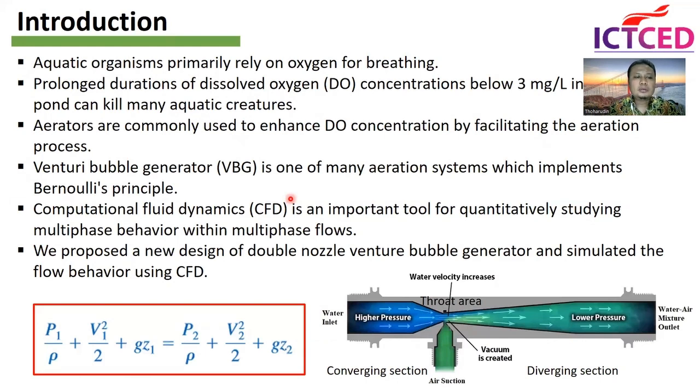Aquatic organisms rely on oxygen for breathing. Without sufficient oxygen, the organisms in the water will die because oxygen is very essential for life. One of the technologies to maintain the oxygen content in the water is the aerator. The aerator is commonly used to enhance the DO concentration by facilitating the aeration system. One kind of aerator is the Venturi bubble generator.